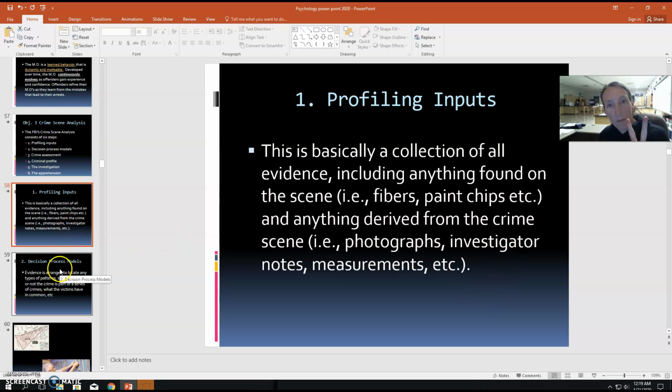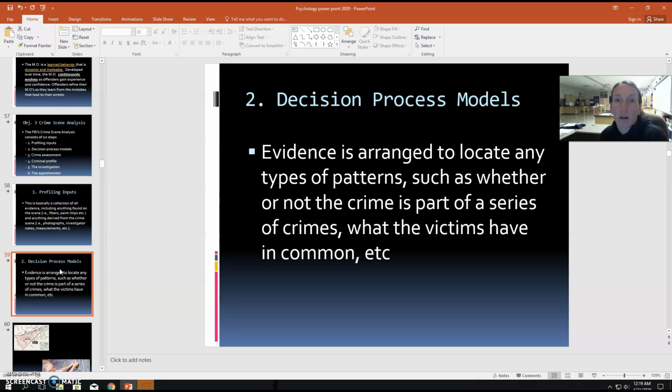All right, step 2. Decision process models. This is making connections. So evidence is arranged to locate any types of patterns.